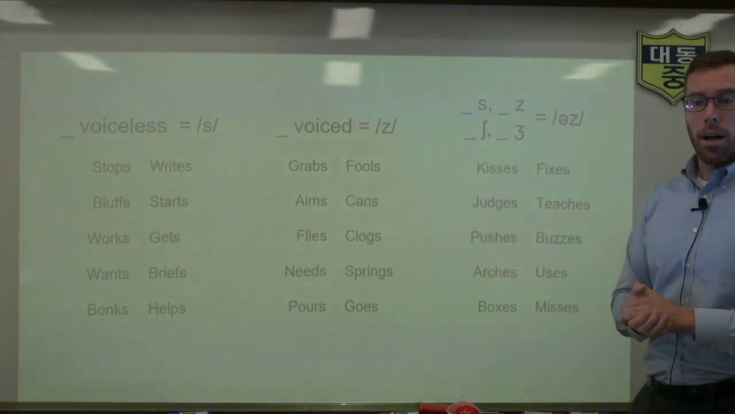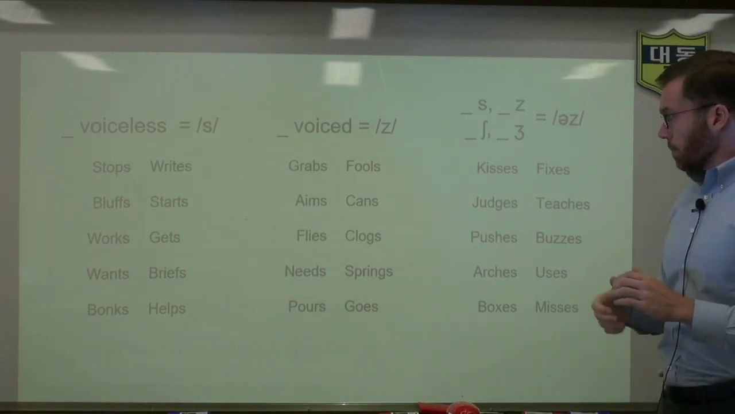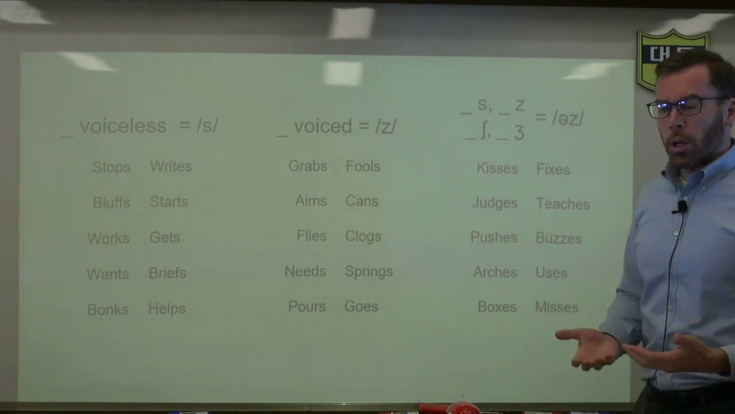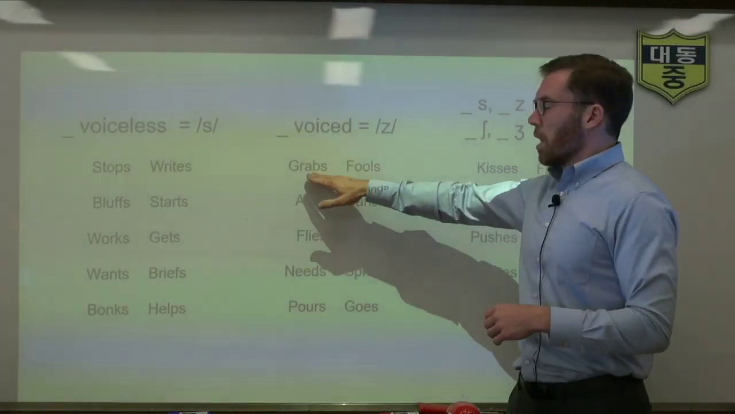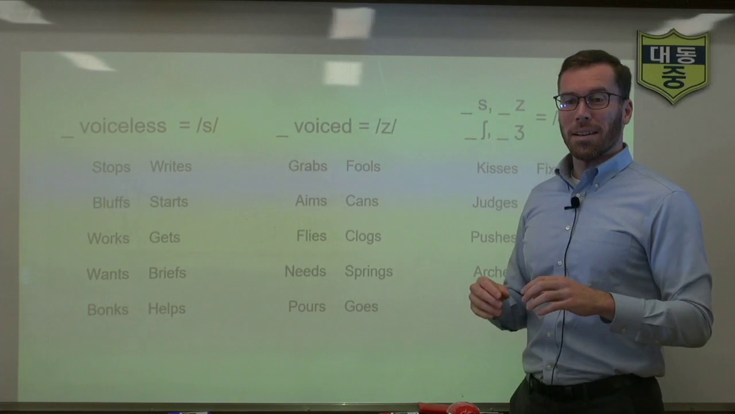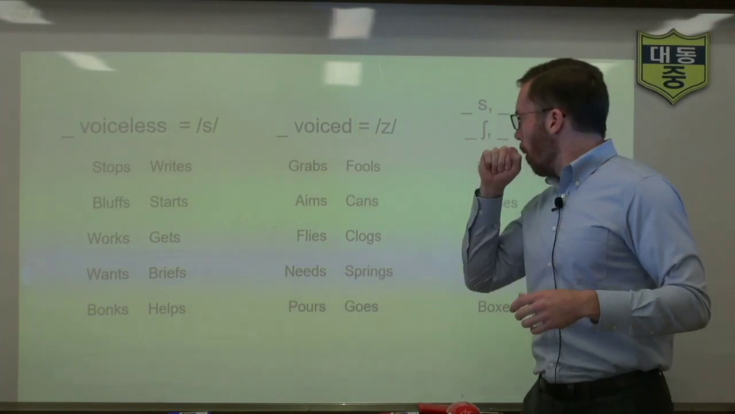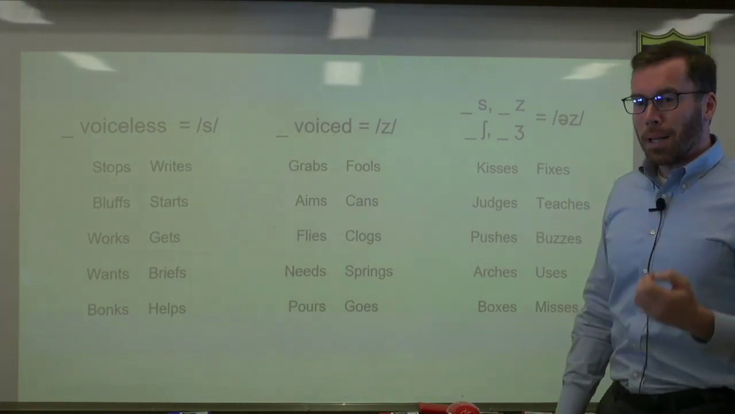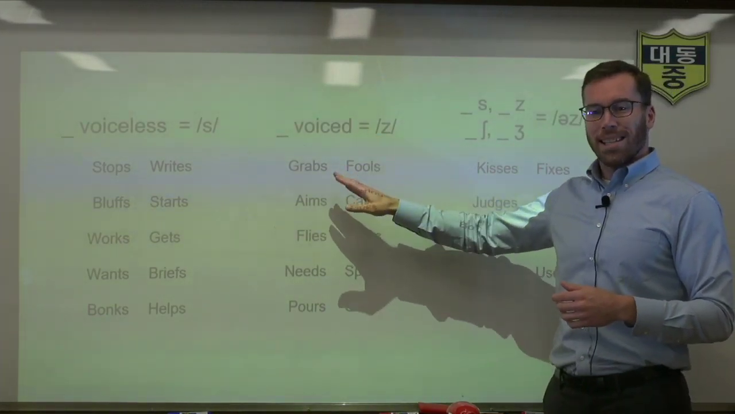So maybe this will help you with pronouncing, sounding more fluent. I think with this one, some people will say grabs. And yes, there is an S, so you want to say grabs or clocks. But to sound more fluent, we need to change to the Z sound.